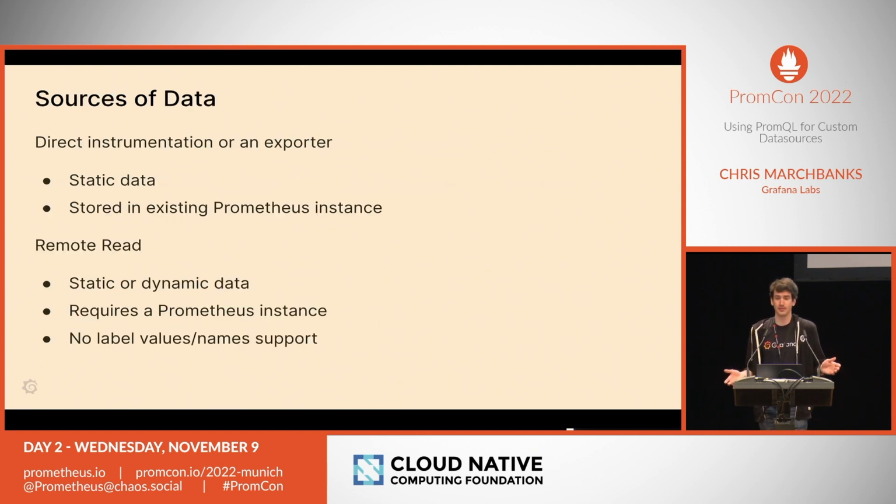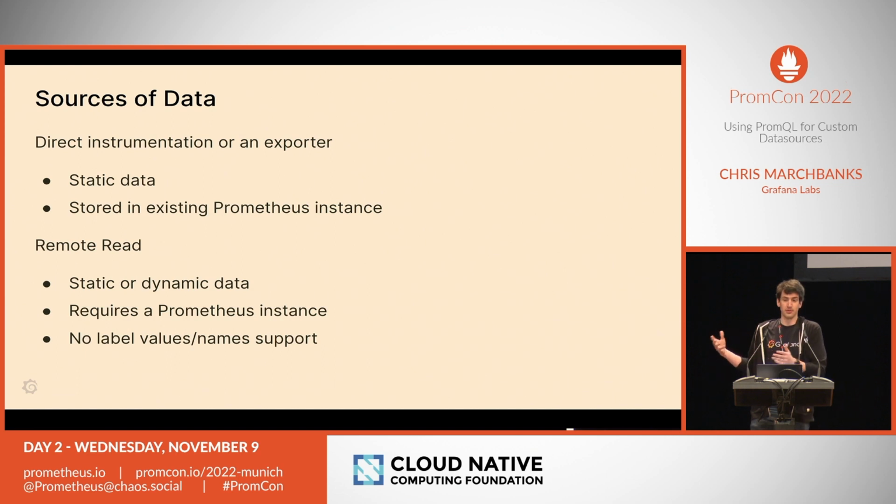So just a little bit about what are the sources of data that you can use to query with Prometheus today. First is the most common, direct instrumentation or an exporter. Prometheus comes along, scrapes that data. It works for almost all of Prometheus's core use cases. But you can actually also do custom data with remote read. Remote read is typically used to retrieve data that was remote written to an external system for long-term storage or something like that. But you don't need to do that first.